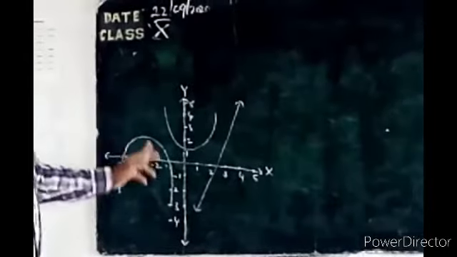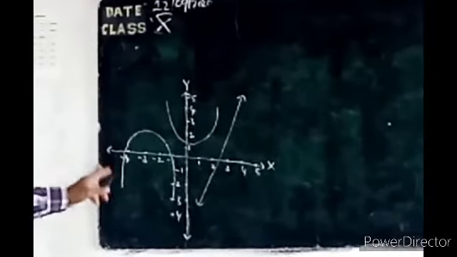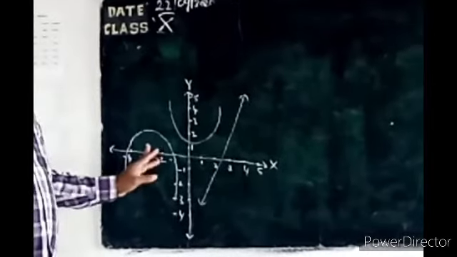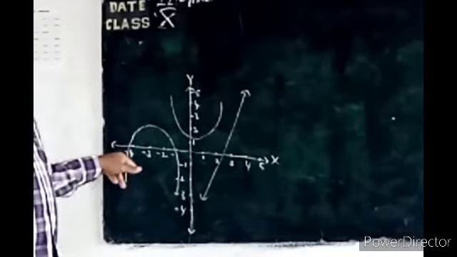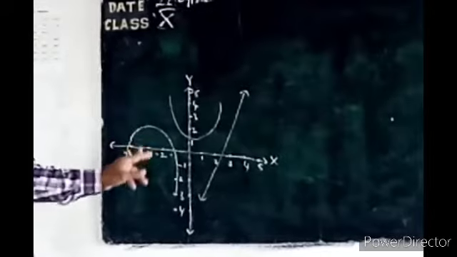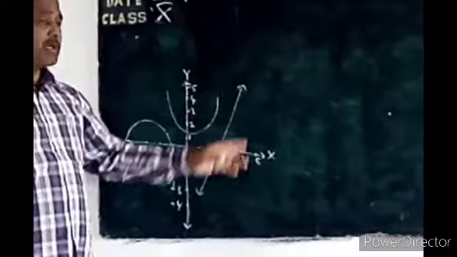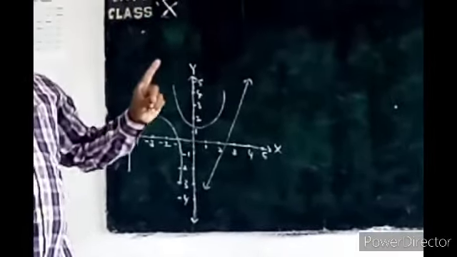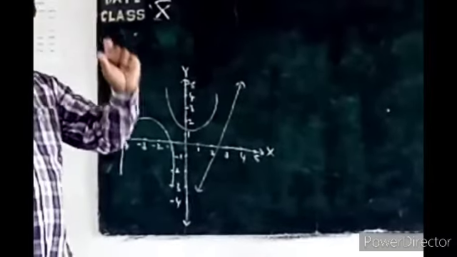Now does this curve touch the x-axis or not? Yes. It touches the x-axis at two distinct points, not only at one point. So it has two zeros. A linear polynomial always contains only one zero. Quadratic polynomials generally have two zeros, but sometimes we get only one zero.